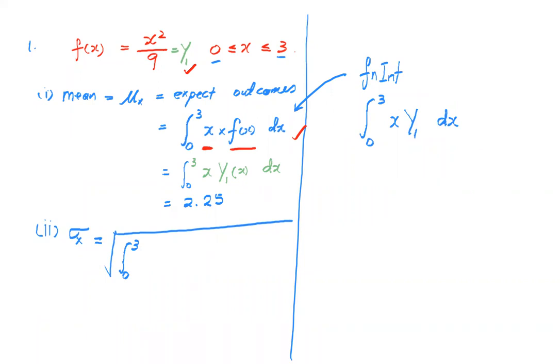To find the standard deviation, you got your mean already, correct? 2.25. So it will be 0 to 3 x squared fx dx, take away the mean square, 2.25 square. So you key in FNINT in your calculator, then you key in 0, 3, x squared y1 dx.